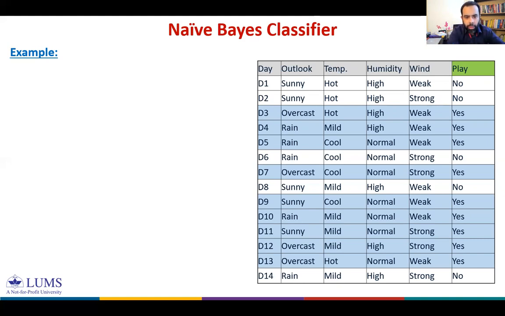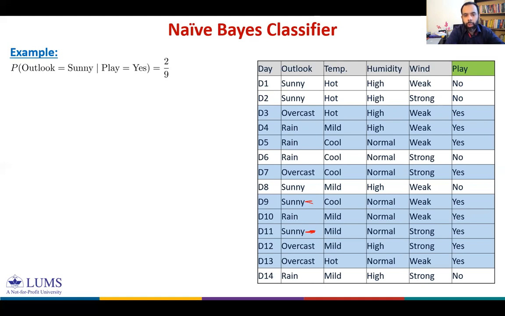We simply find out how many instances of sunny we have. So we have 2 instances out of 9 sunny. So we can say the probability of outlook is equal to sunny given play is equal to yes would be 2 by 9.